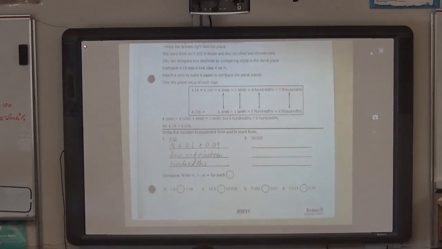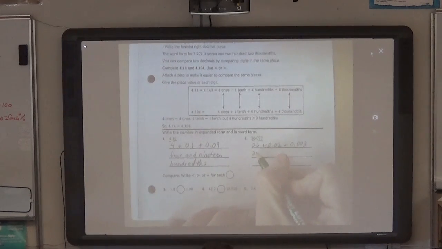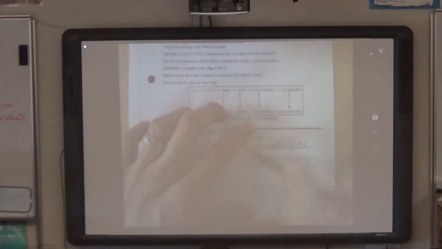How would you read the next number? Number 2, Danny. Wait, how do we say it first? How do we say it first? 26 and 23 thousandths. Good. 26 plus 0.02 plus 0.003. And then it's 20, oops, the words.